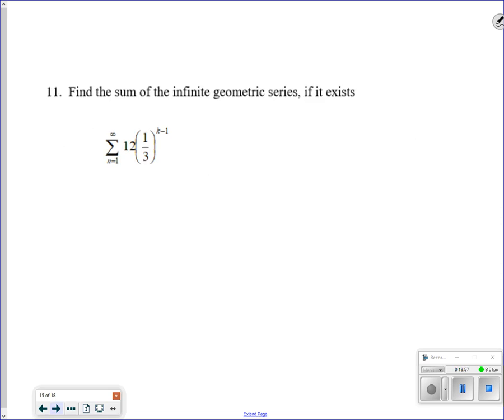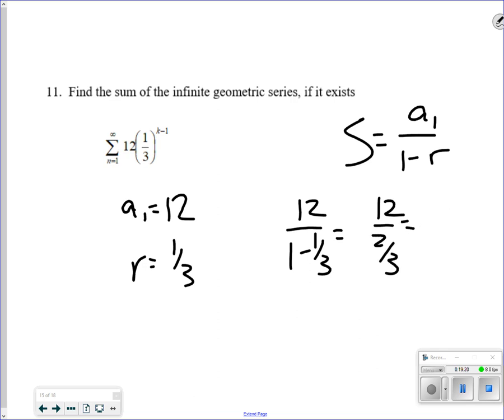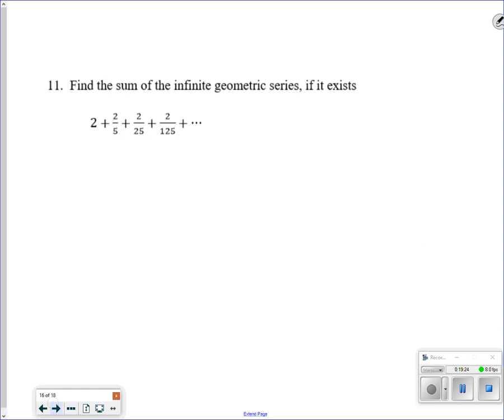Next one. Find the sum of the infinite. Again, formula. Sum, it's a partial sum. It's a sub 1 over 1 minus r. So now the only two things I need to know is what is a sub 1. So when I put 1 in, I get 12. And what is the r? Well, the r is the 1/3 being raised to the k minus 1. So a sub 1 over 1 minus r. Little calculator work here. I get 18 as the partial sum.